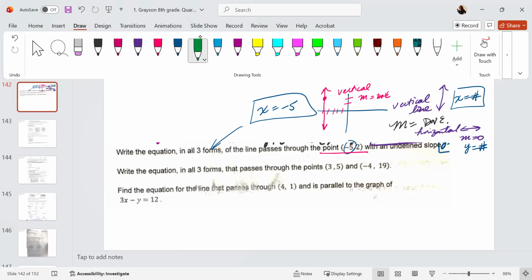Write the equation in all three forms that passes through the points 3 and 5 and -4 and 19. Okay, so now they give you 2 points. What are you going to do with these 2 points? Find the slope. Good. Let's find the slope first. What's the slope?